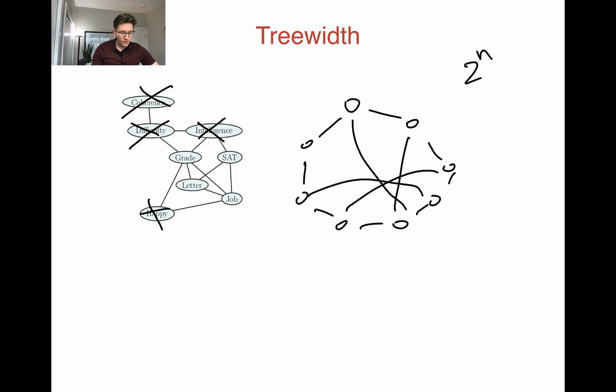We can define the tree width of a network like this. The tree width of a network is defined as the size of the smallest factor we would get from running variable elimination on that graph. And tree width is a great way to understand how easy or hard it is to do probabilistic inference in a given graph.